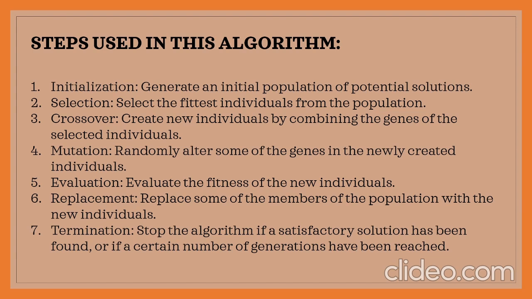Crossover. Create new individuals by combining genes of the selected individuals. Mutation. Randomly alter some of the genes in the newly created individuals. Evaluation is the fitness of the new individual. Replacement. Replace some of the members of the population with the new individuals.